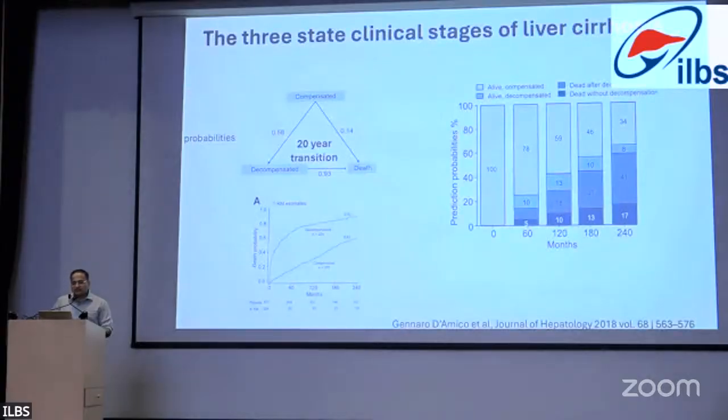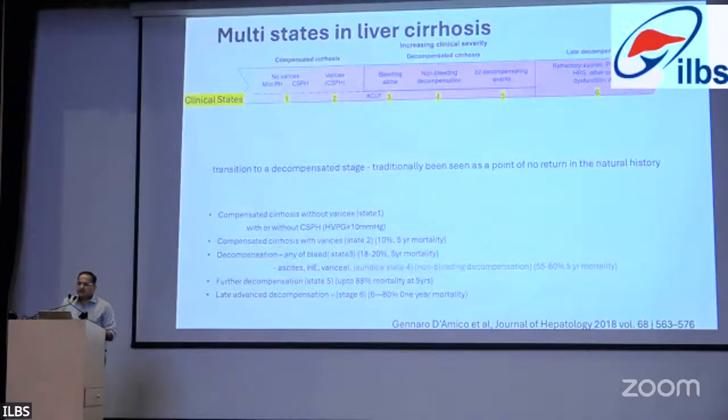Earlier we used to think of cirrhosis as a three clinical state disease: compensated, decompensated, and death. Looking at the rate of change from compensated to decompensated and survival, over 20 years of follow-up of compensated patients, only 32% remain compensated and around 41% die because of decompensation. So currently, what we need to understand is that it is not a simple two-state or three-state disease, it is a multi-state disease. Compensated cirrhosis is further classified between those with CSPH.